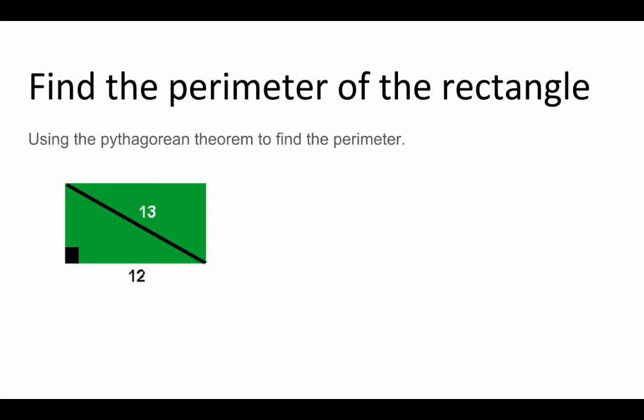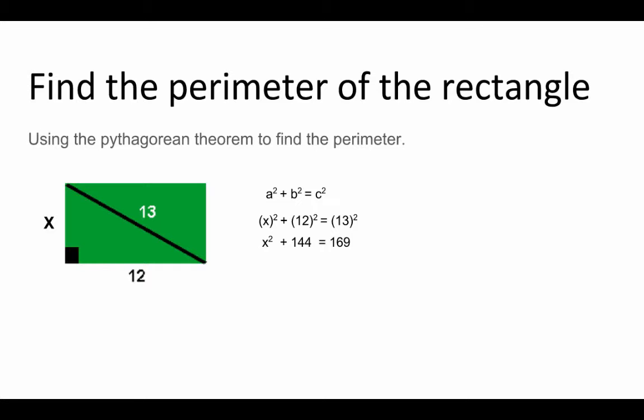Let's find the perimeter of another rectangle. So we're going to use the Pythagorean theorem to find the perimeter. So first thing we need to do is find x. Let's write out the formula for the Pythagorean theorem. Plug in our givens. 13 is opposite the right angle, so that should go in for c here as the hypotenuse. So we have x squared plus 12 squared, which is 144, equals 13 squared, which is 169.